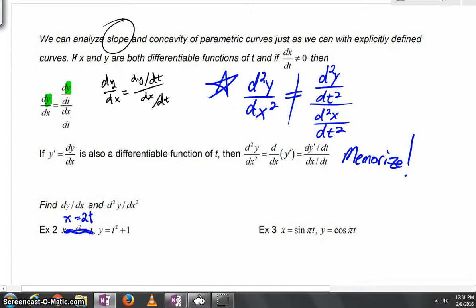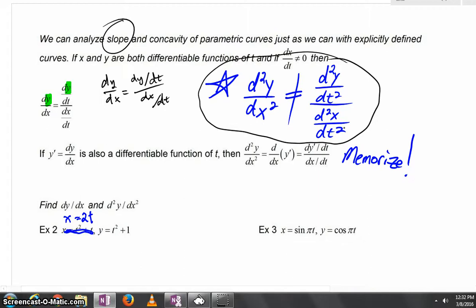But of course, second derivatives get used as well. In second derivatives, we have to be so cautious. With the second derivative, I put a huge star here, please do not think that it's simply the second derivative of y with respect to t divided by the second derivative of x with respect to t. That type of thinking will get you into a tremendous amount of trouble. We're going to talk more and more about that.